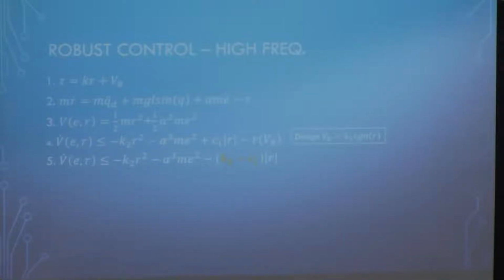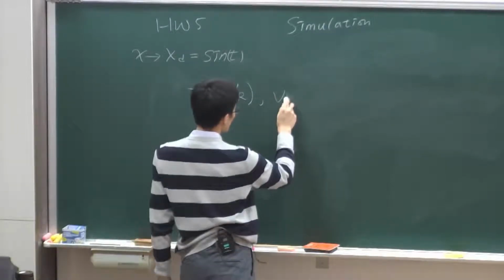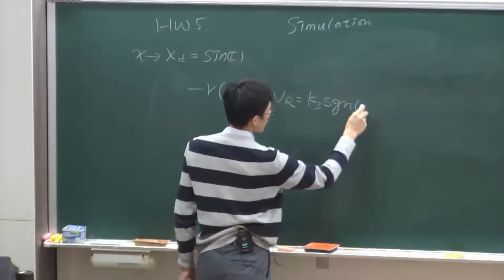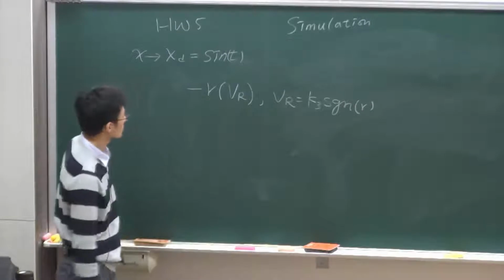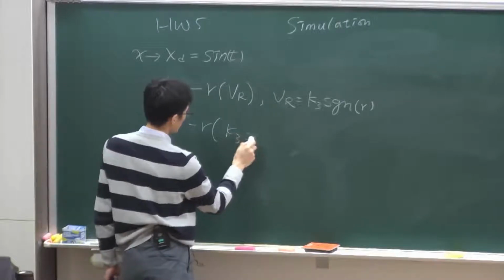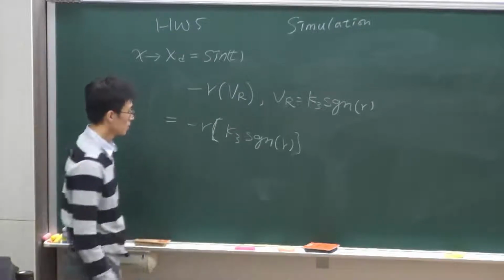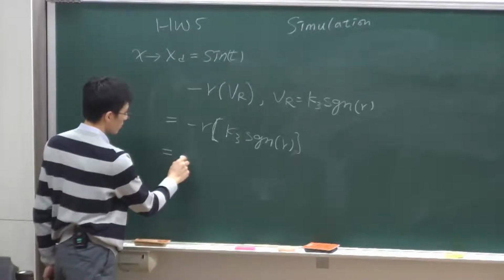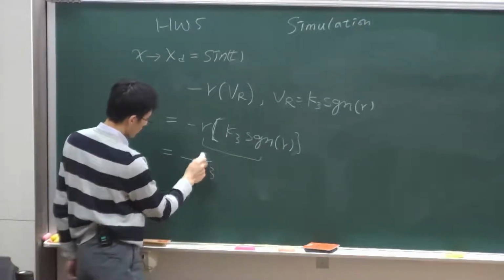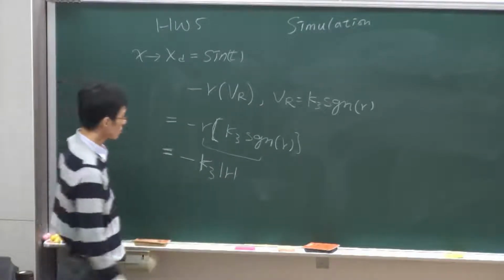What you say is minus R VR. Yes. You substitute VR as K3 sine R, right? Because sine R could be positive or negative. And K3 is always positive. Right? Yes. And that's equal to minus K3. And these two terms can be combined as the absolute value of R. And that's the equal sign.